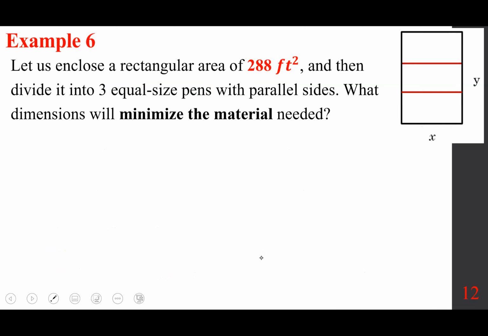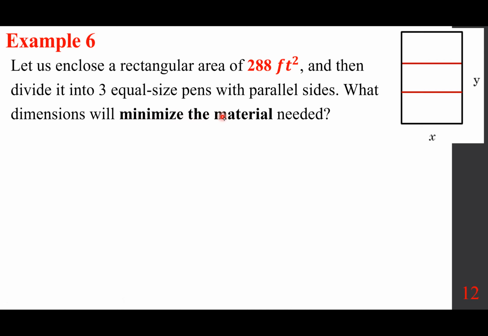Let us enclose a rectangular area of 288 feet squared and then divide it into 3 equal sized pens with parallel sides. What dimensions will minimize the material needed? Excellent. So what is the objective? We want to minimize the material.